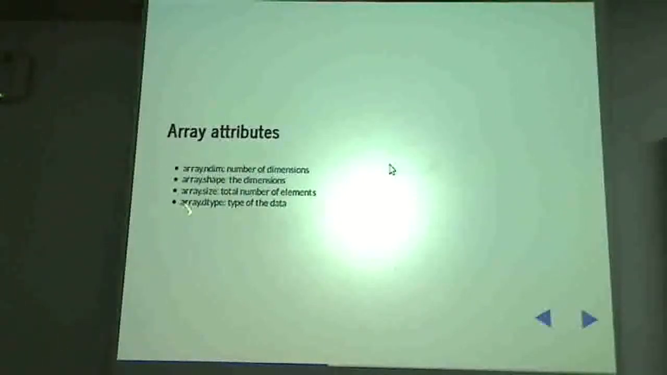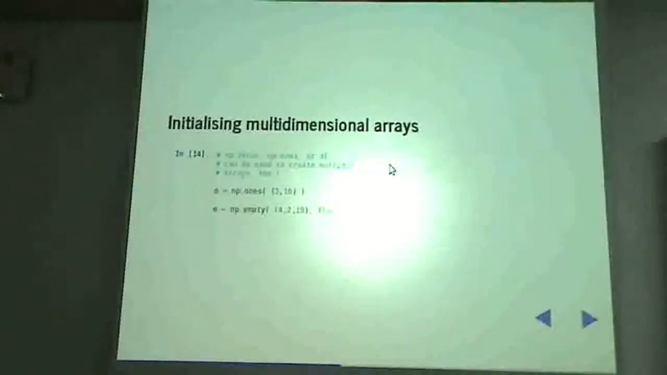array.size gives you the total number of elements. So if you wanted to know how many elements you have in the array, you do A2.size, that will return 6 in our case. And array.dtype returns for you the data type that you have, float or integer or complex or whatever.